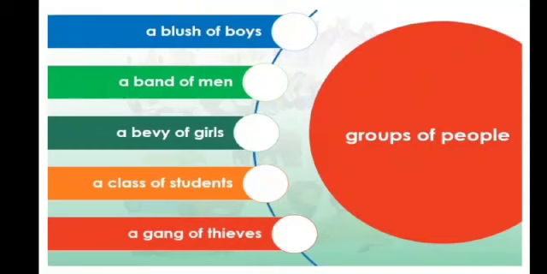Till now, we saw groups of animals. Now let us see what different groups of people are called. Example, a blush of boys, a band of men, a bevy of girls, a class of students, a gang of thieves, etc. In all the sentences, the words blush, band, bevy, class, and gang are the collective nouns.